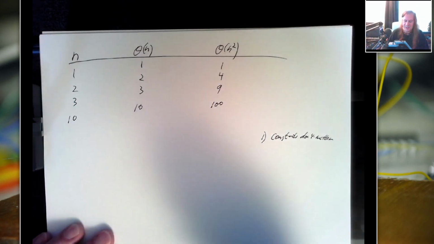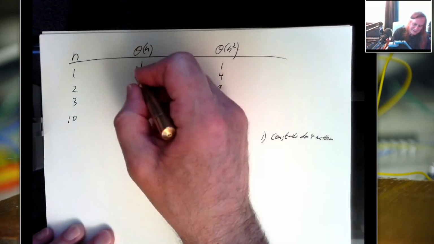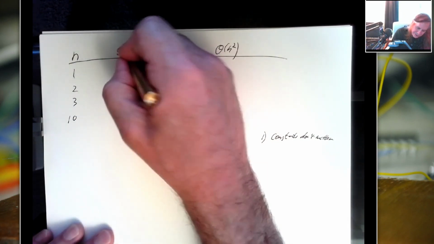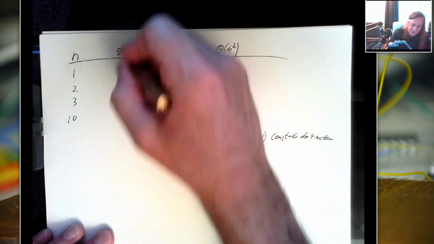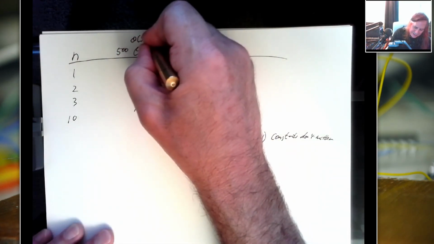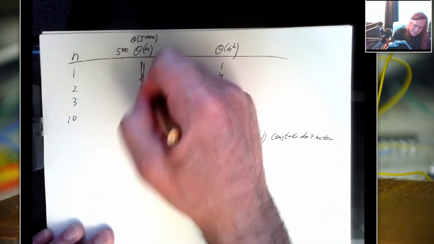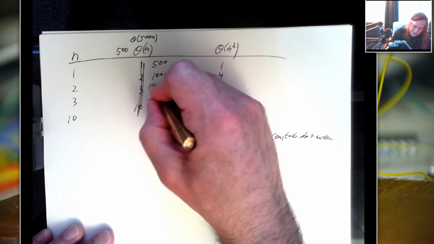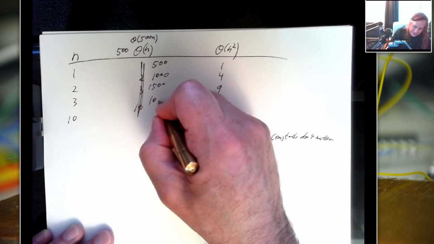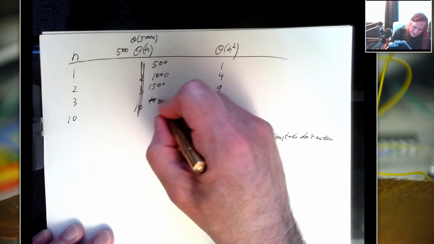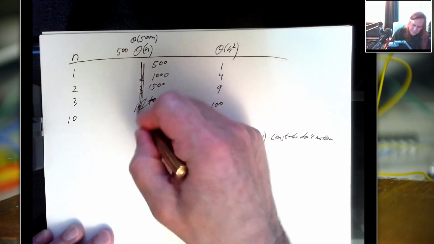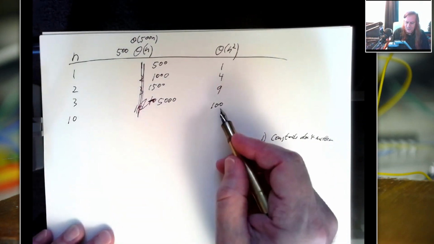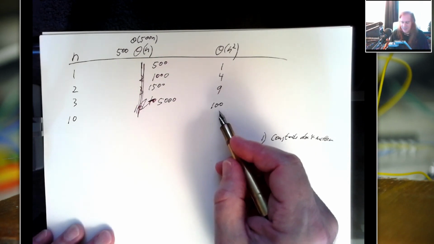So suppose we have a linear algorithm, but instead of taking order n, it takes 500 times order n, or what we might be tempted to call order 500n. So this would take 500 operations, this would take 1,000, this would take 1,500, and this would take 5,000. And so these times are much worse than this n squared set of times.